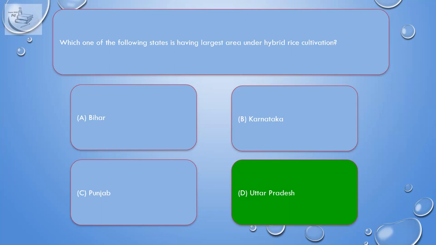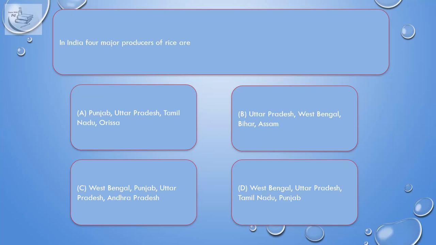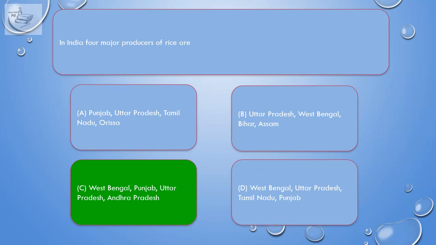Question: in India, four major producers of rice are A. Punjab, Uttar Pradesh, Tamil Nadu, Orissa. B. Uttar Pradesh, West Bengal, Bihar, Assam. C. West Bengal, Punjab, Uttar Pradesh, Andhra Pradesh. D. West Bengal, Uttar Pradesh, Tamil Nadu, Punjab. Correct answer is C. West Bengal, Punjab, Uttar Pradesh, Andhra Pradesh.